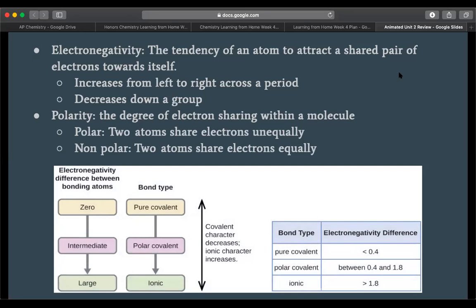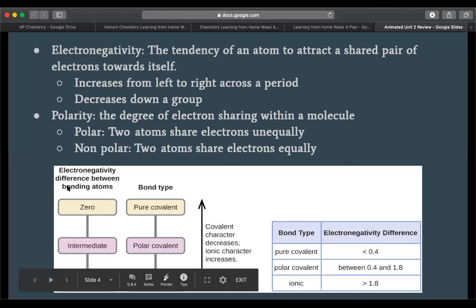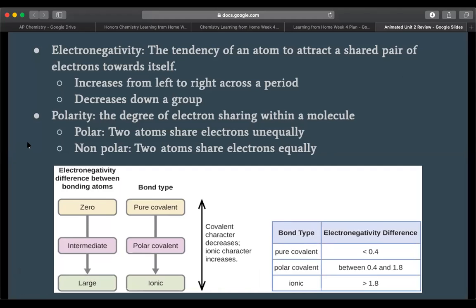So that chart right there summarizes our different types of bonds. And the electronegativity difference numbers on the right, you do not need to know. You basically need to know the general principle on the left. If there is no difference in electronegativity, you are going to have a purely nonpolar covalent bond. The more difference in electronegativity you have, the more polar you become, until your difference in electronegativity is so large that you just snatch electrons and you become an ionic bond.